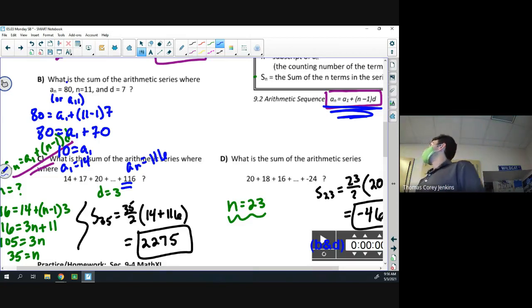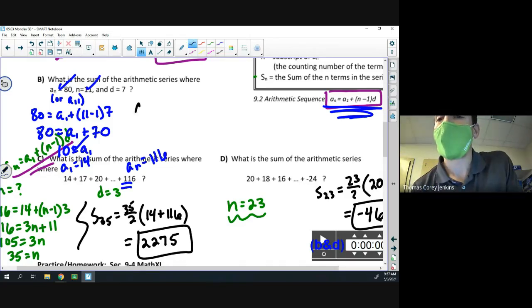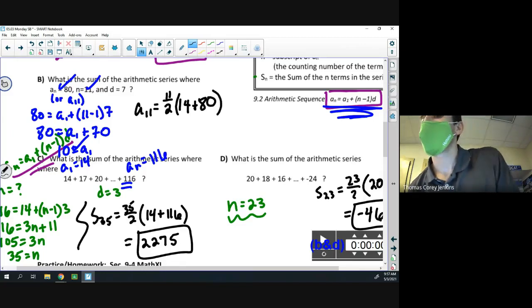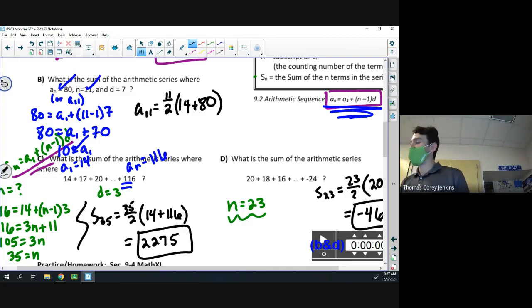That's the missing piece. Once we know that, we can plug in, because we have A sub 1, we have A sub n, and we have n. Those are the three things we need. So S sub 11 equals 11 over 2 times the quantity 14 plus 80. And then you just let your calculator do the rest. That's how we get 495.